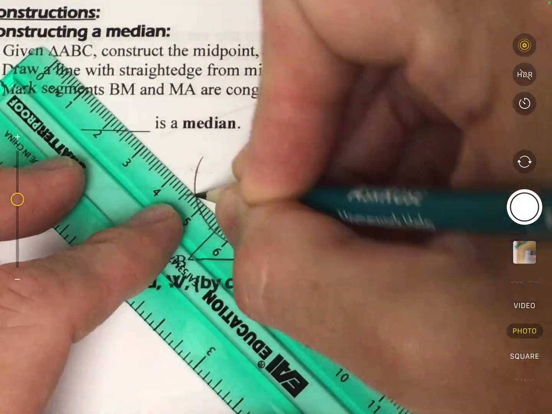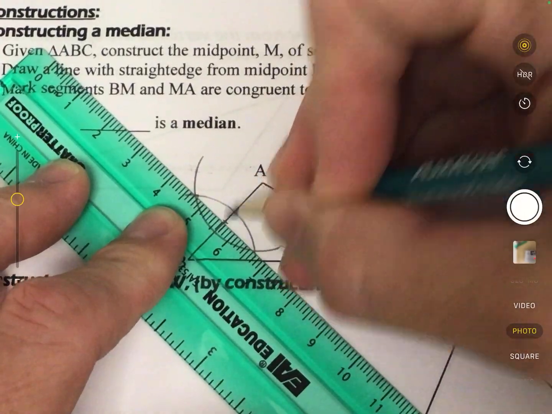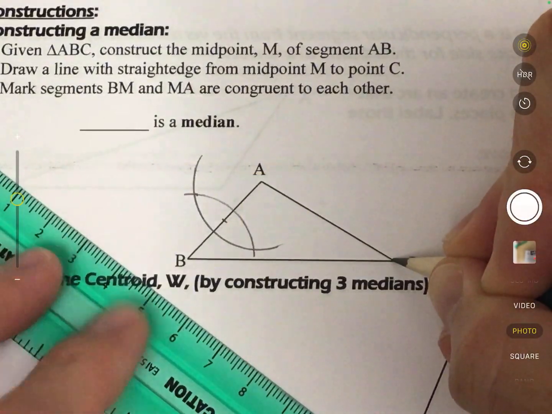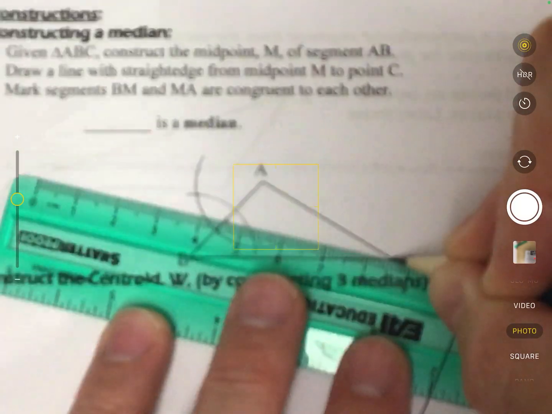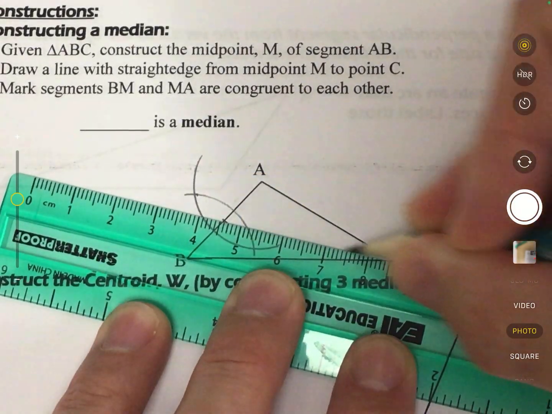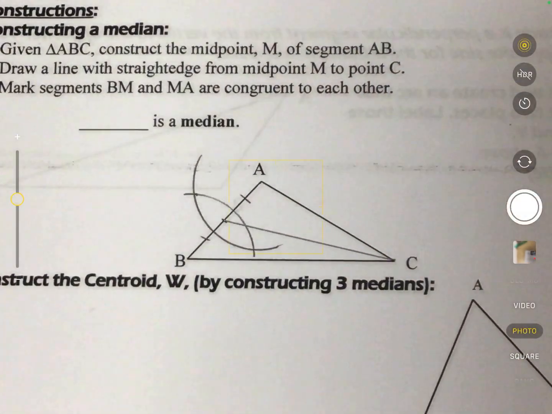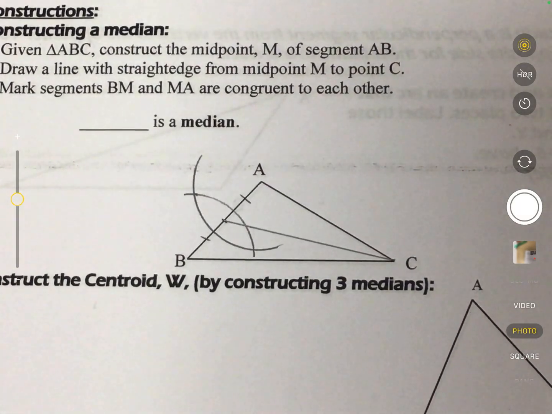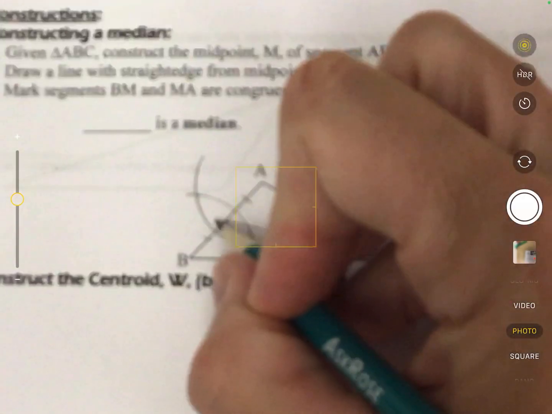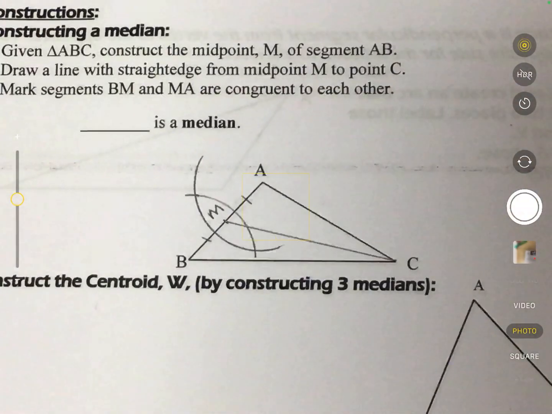So line up your ruler, mark your midpoint right there. And then we know that we can go from vertex C all the way out to that midpoint. Congruent, congruent, right? And then that's your median. I mean, that's really all there is to it. This is median M, okay?